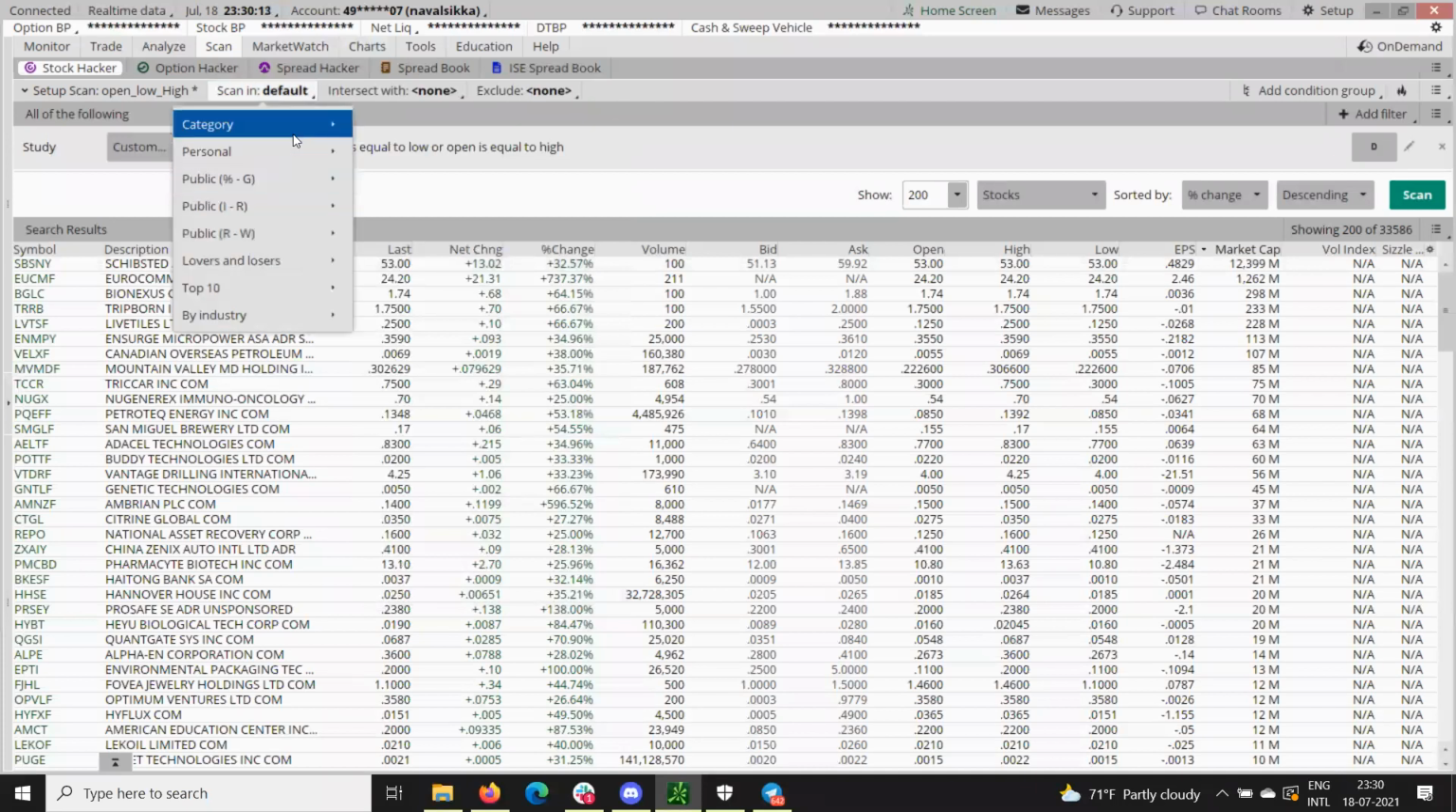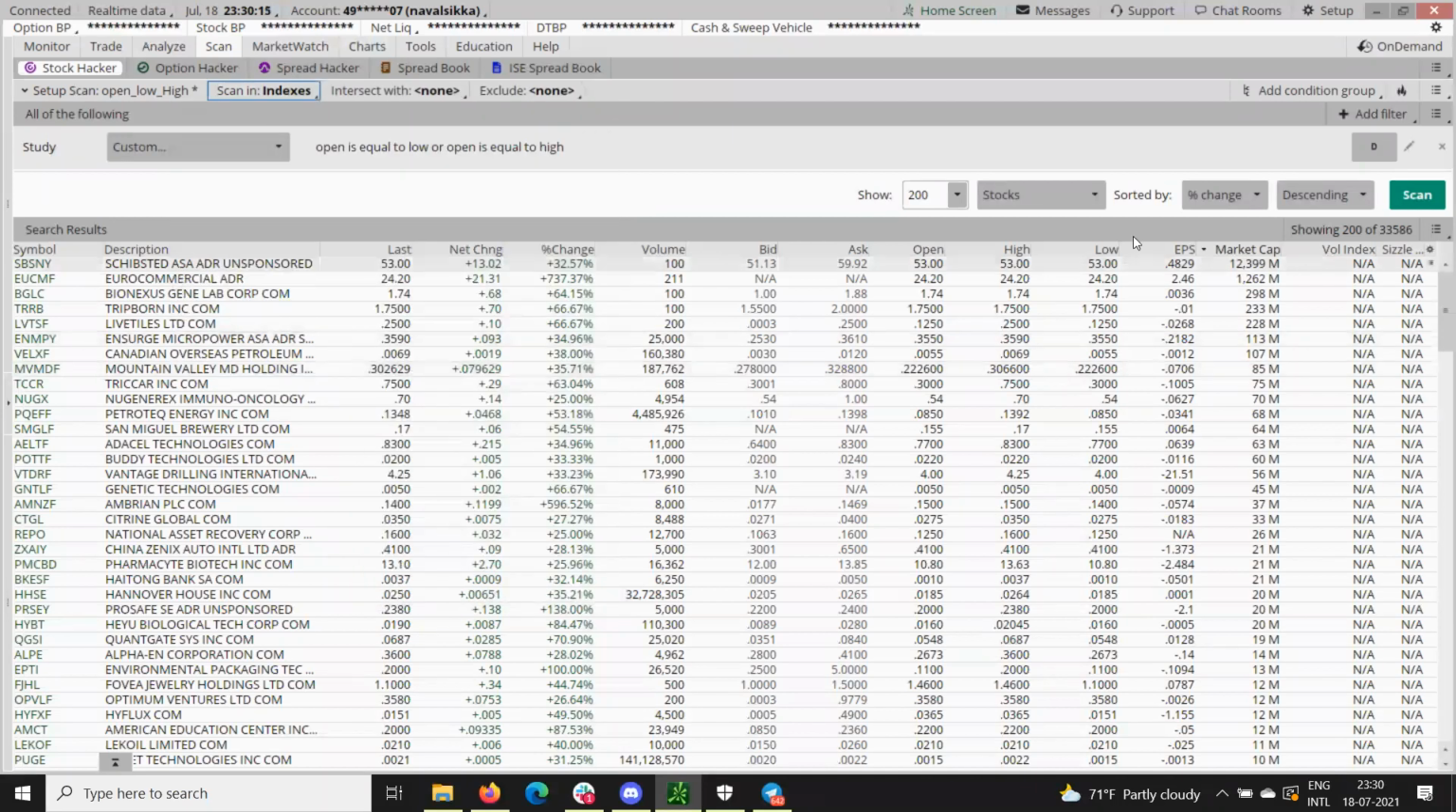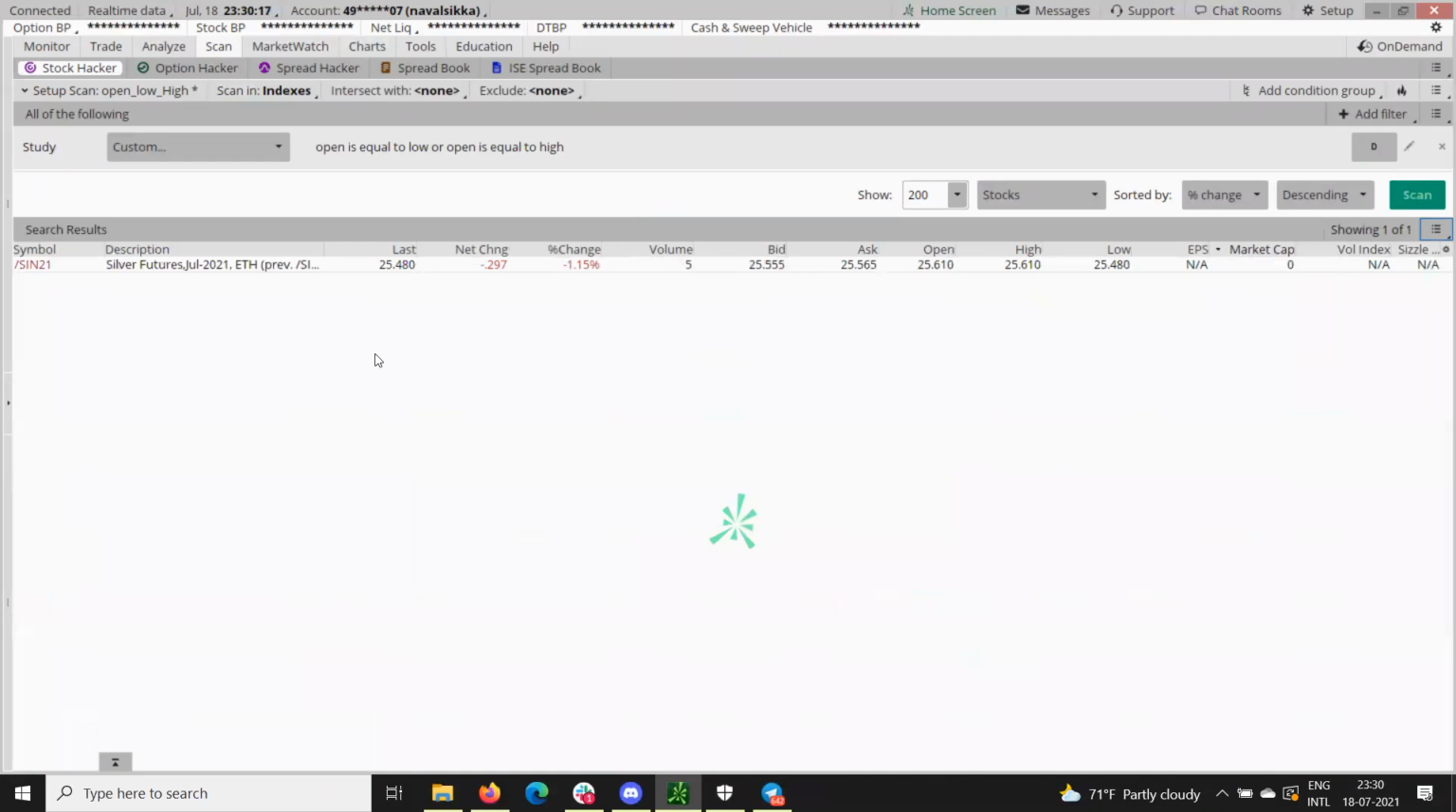Or let me go to index. Okay, let it run. So index, this is silver. Silver today opened at 2561, and it made a high of 2561. This is the future. It opened at 6 o'clock in the evening, Sunday evening. So if I look at it and I want to go short, I can go short.